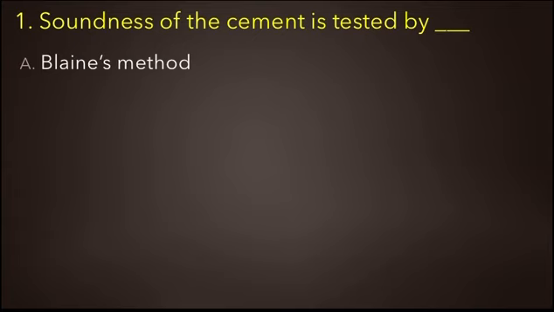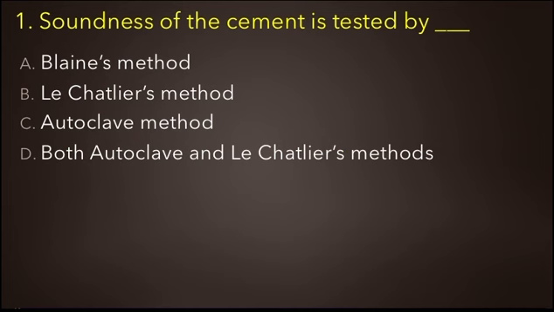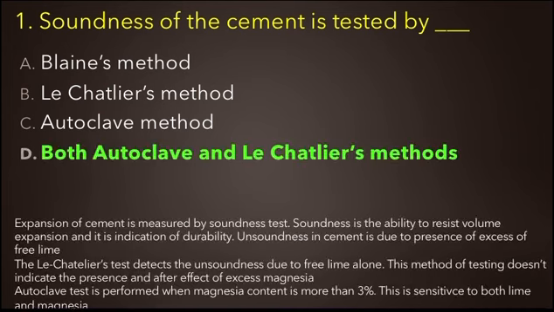We have options: A. Plains method, B. Le-Chatelier's method, C. Autoclave method, D. Both autoclave and Le-Chatelier's method. The right option is D. Both autoclave and Le-Chatelier's methods. Expansion of cement is measured by soundness test.